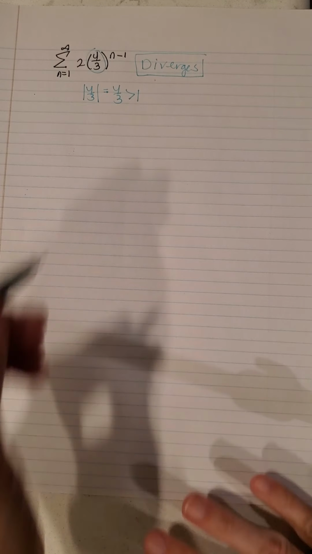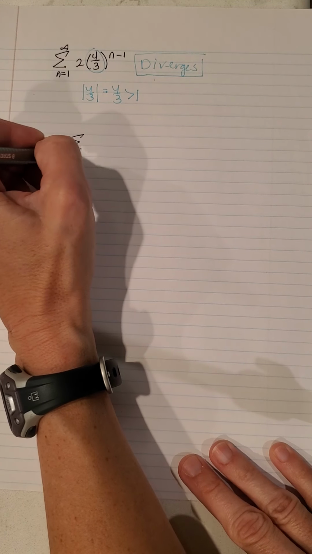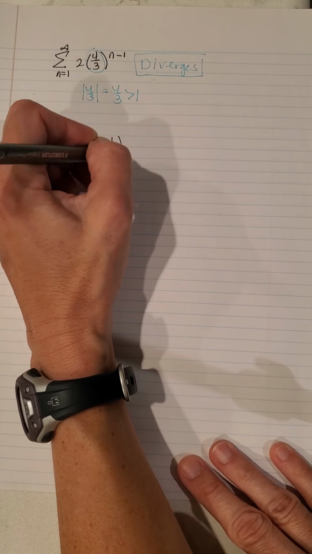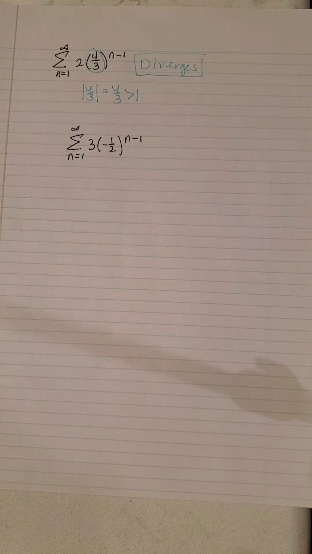Actually, let me do one more with a negative one that does converge. So let's say I have something that looks like this, and I'll use negative a half, something like that.